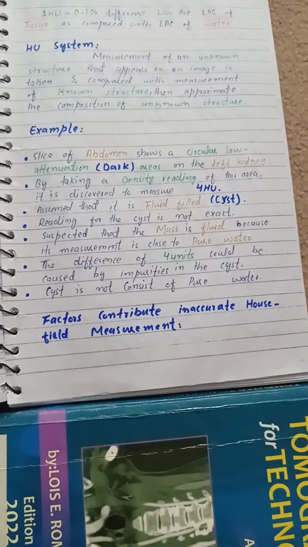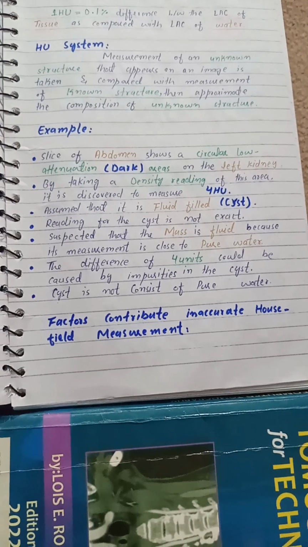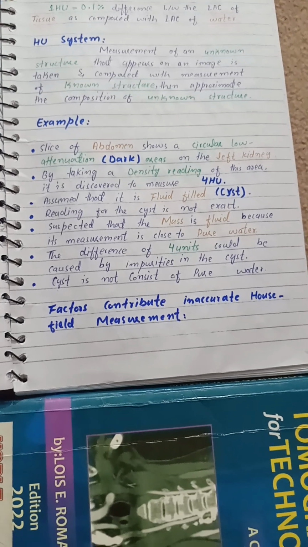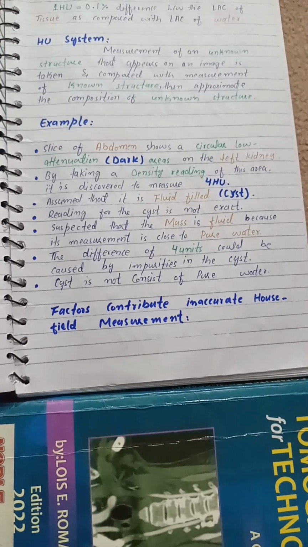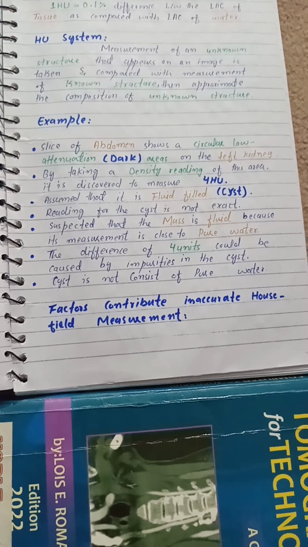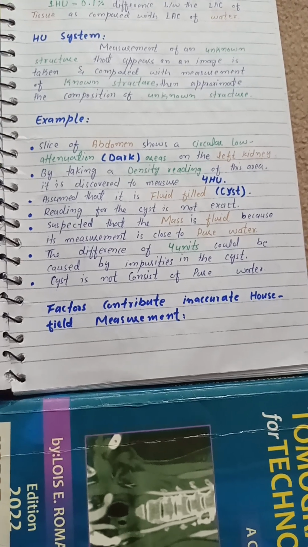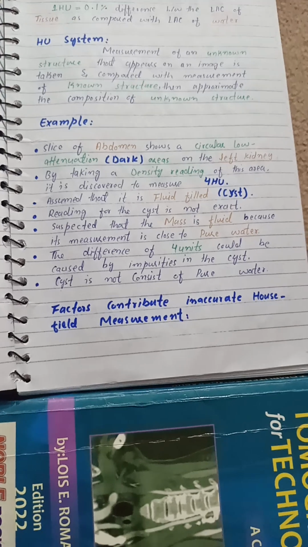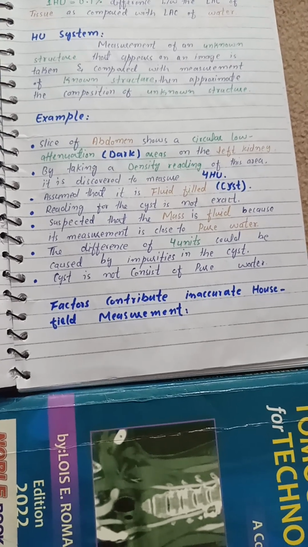Example: a slice of abdomen shows circular low attenuation dark areas on the left kidney. By taking a density reading of this area, it is discovered to measure 4 Hounsfield units. Assume that it is fluid filled like a cyst. The reading for the cyst is not exact.